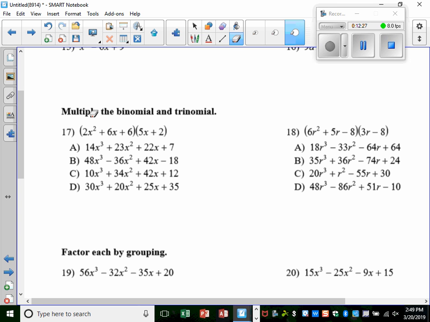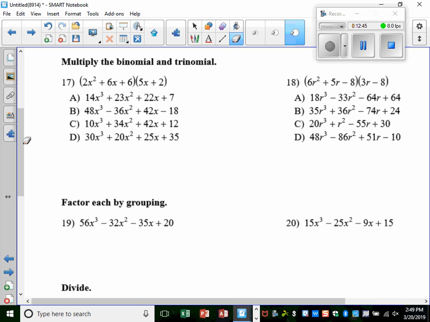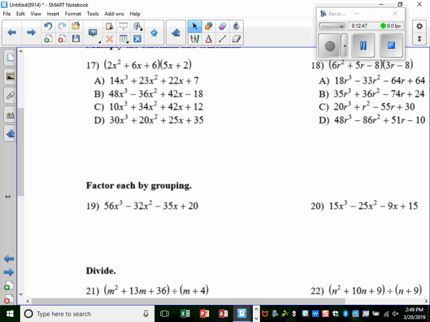It says multiply, right? So that means we have to distribute this 2x to both of these. Then take the 6x, just a whole bunch of distributing. Do it again, and then take the last term and do it again. All right, all distributive property. So let's just go ahead and do it. So I'm going to say 2x squared.